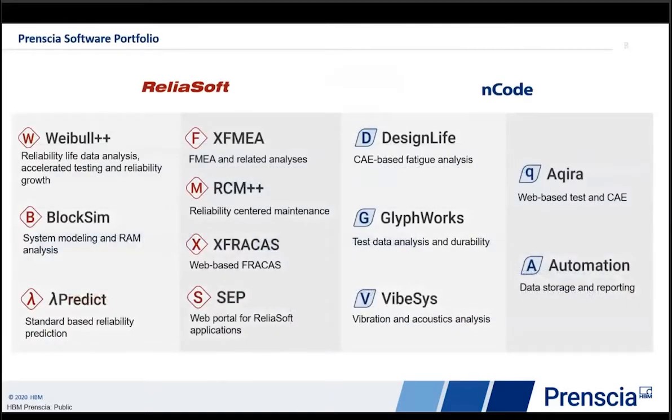And in terms of the software product range, on the left-hand side, we see that contains the tools for reliability analysis under ReliaSoft, for failure data analysis, test planning, system modeling. The remaining ReliaSoft products there are related to reliability management, things like FMEA. And then we also have our nCode tools for durability analysis of measured signals, and also vibration analysis. And what we're focusing on today is the Aqira product. So let's look at that in more detail.